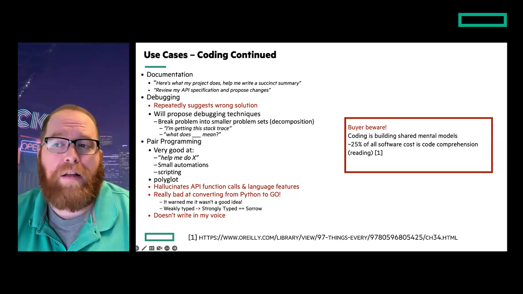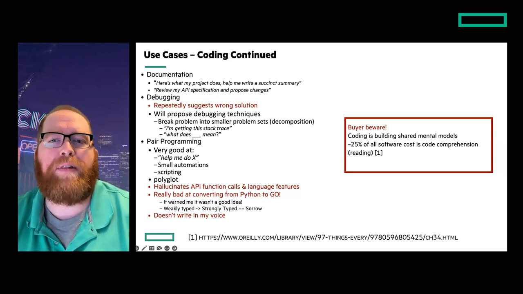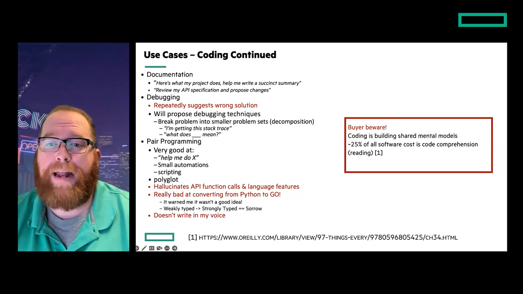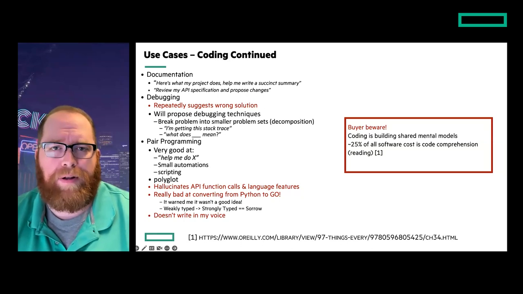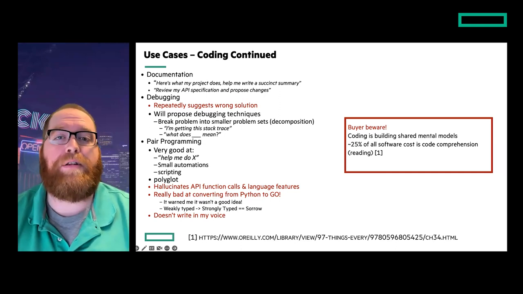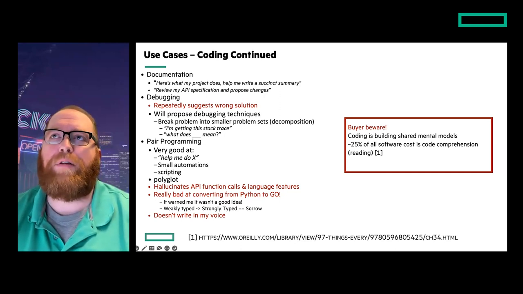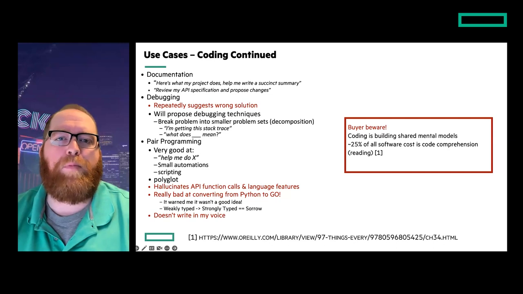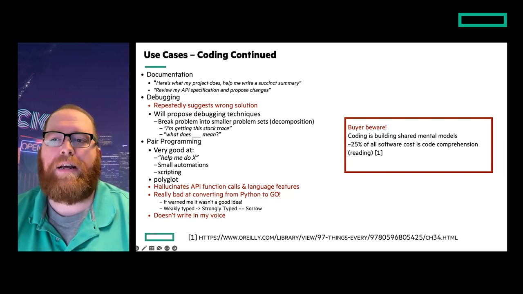It is really bad at converting between Python and Go from my own painful experience. It warned me that was a bad idea. I thought I would try it. Python is a weakly typed, dynamically interpreted language, whereas Go is a strongly typed, compiled language. And so it made a lot of mistakes around variable and memory initialization and declaration and data type conversions. So I basically had to rewrite that myself.